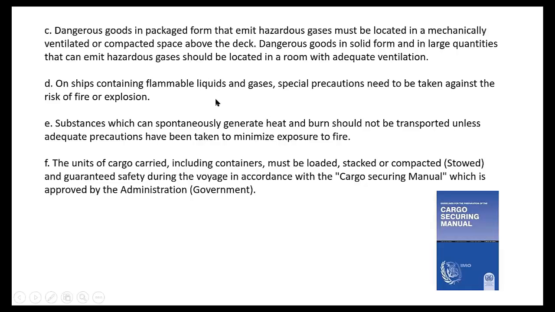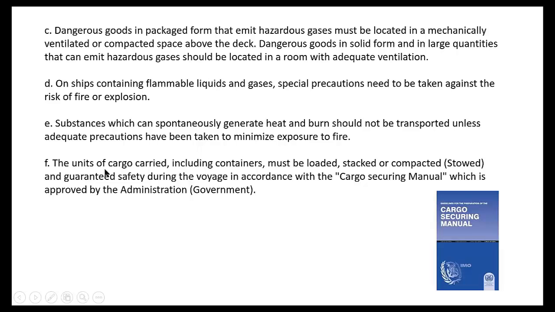So on a ship containing flammable liquid and gases, special precaution needs to be taken against the risk of fire or explosion. If they load the flammable liquid and gas, special precaution needs to be taken. Substances which can spontaneously generate heat and burn, this is the division 4, should not be transported unless adequate precautions have been taken to minimize exposure to fire.